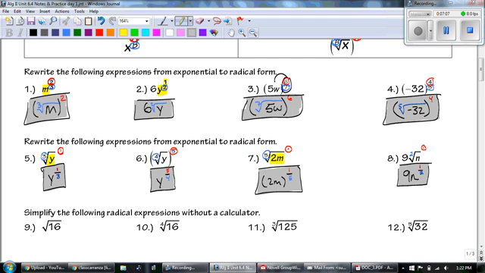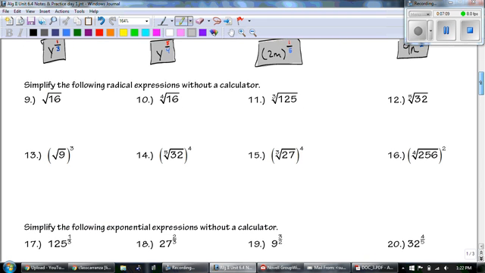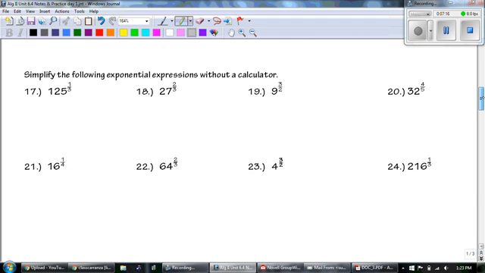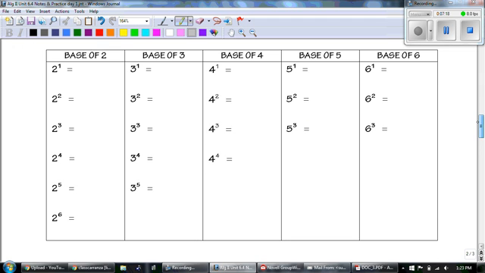Now, simplifying this without a calculator. Some of you guys might have a little trouble with this, but that's where this sheet is going to come in handy. It's going to help you with the memorization of some of these facts. So let's go ahead and do these together.